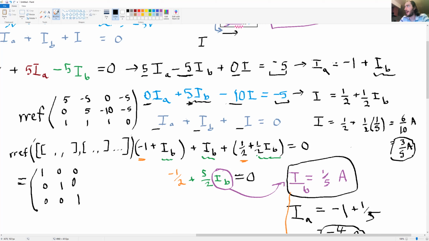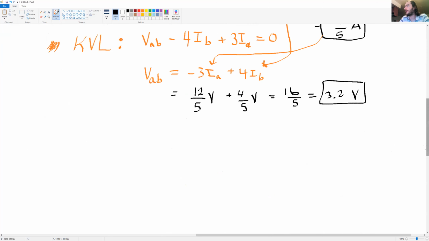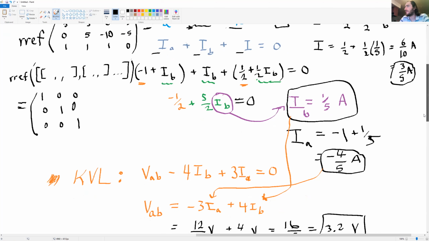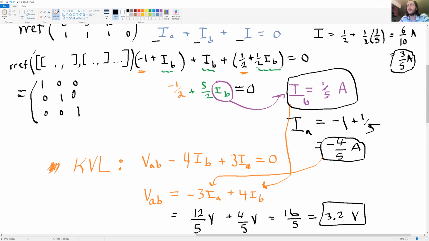So for example, if we were to actually punch in what we have here, we got IA was, what was the value? Minus 4/5. So we would have a minus 4/5 here, and then IB would be 1/5, and then I would be 3/5. So maybe you want to practice with that. That's a nice way of solving these systems using matrix methods. Of course, you can do it by hand as well.